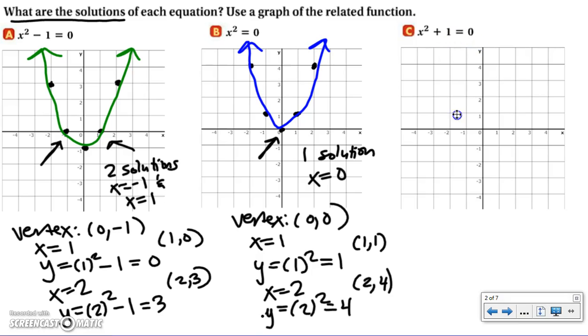Lastly, I'll go ahead and graph this one. So once again, my vertex will be on my axis because there's no b term. c tells me that my y-intercept is at (0, 1). There's my vertex.